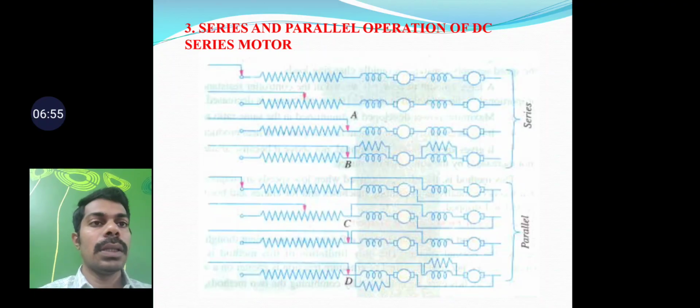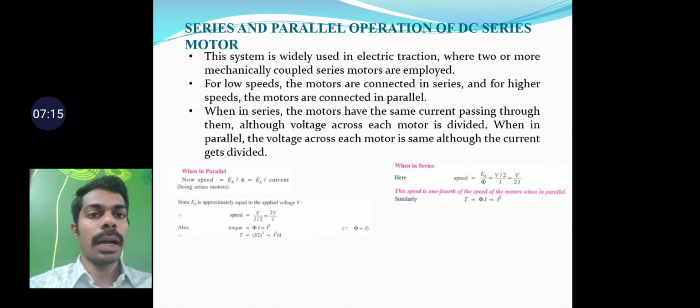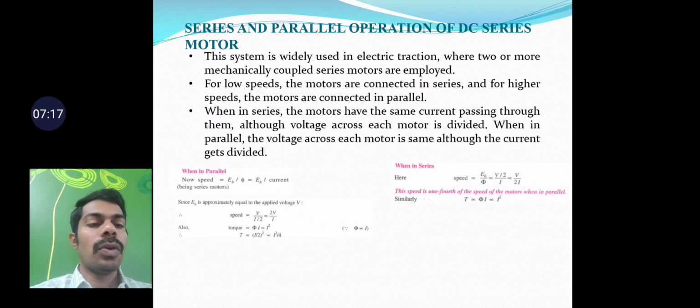And the next one is series and parallel operation of DC series motor. This system is widely used in electrical traction where two or more mechanically coupled series motors are employed. For low speeds, the motors are connected in series, and for higher speeds, the motors are connected in parallel. When in series, the motors have the same current passing through them, although the voltage across each motor is divided. When in parallel, the voltage across each motor is the same, although the currents get divided.